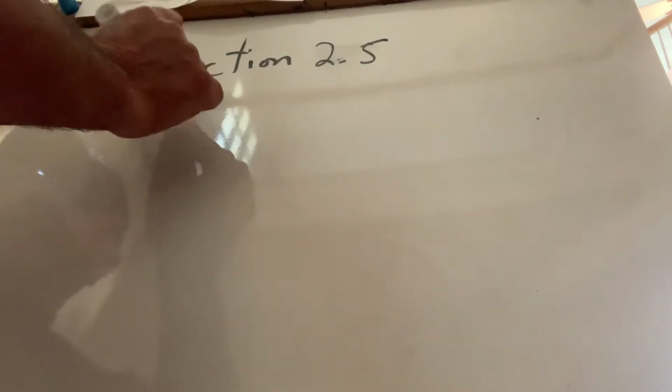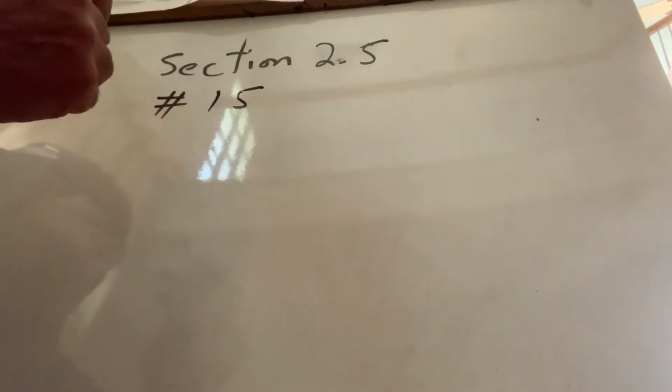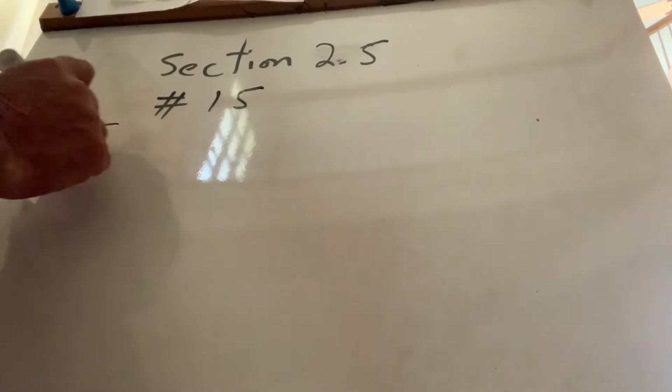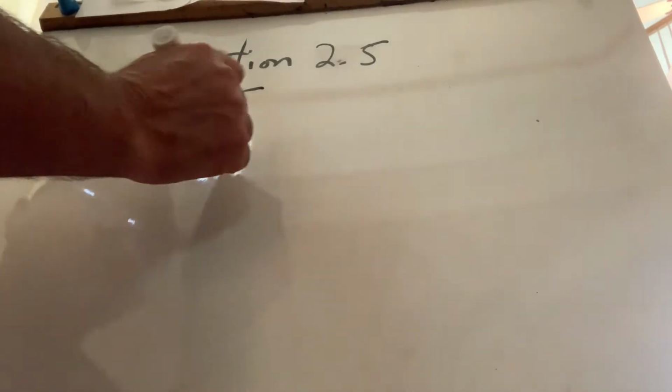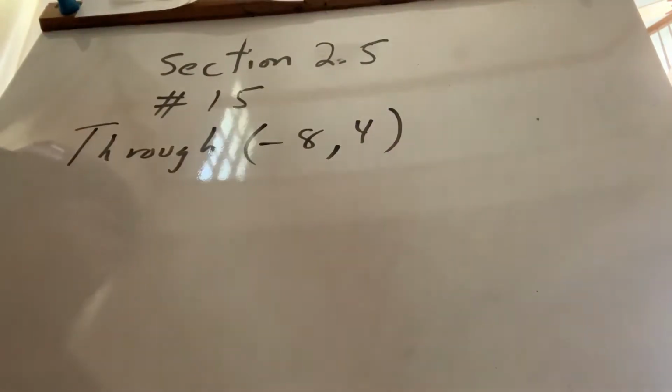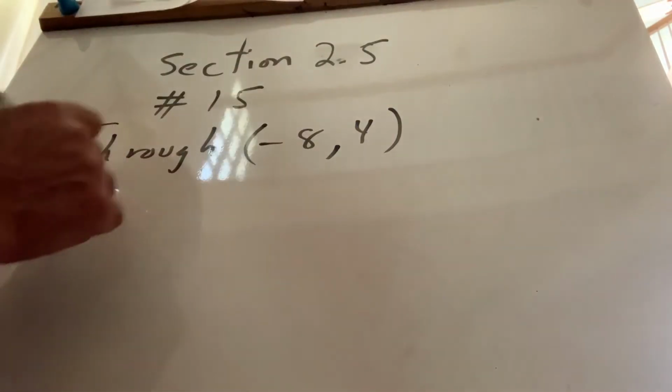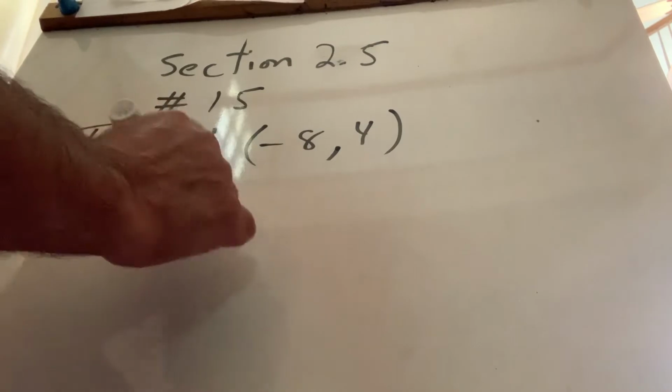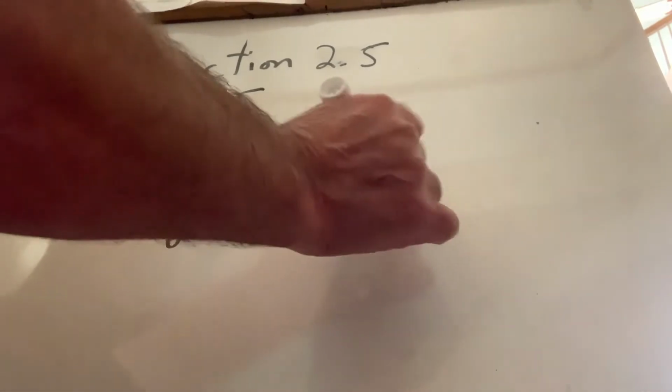Number 15. Okay, so here's the information they give us. They want us to come up with the equation of a line that satisfies the given conditions, and the condition for this one is that it passes through the point (-8, 4), and also it has an undefined slope. In other words, the slope is undefined. So this is what makes it special.